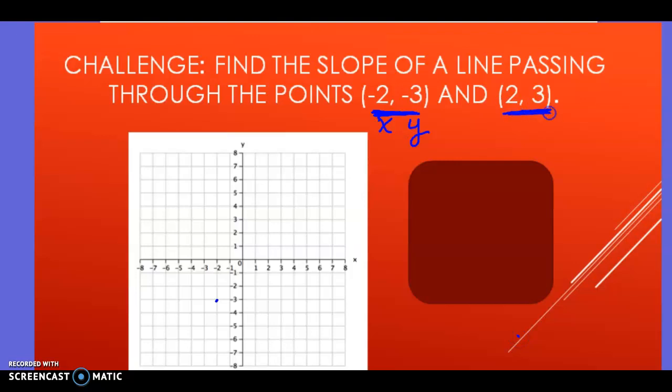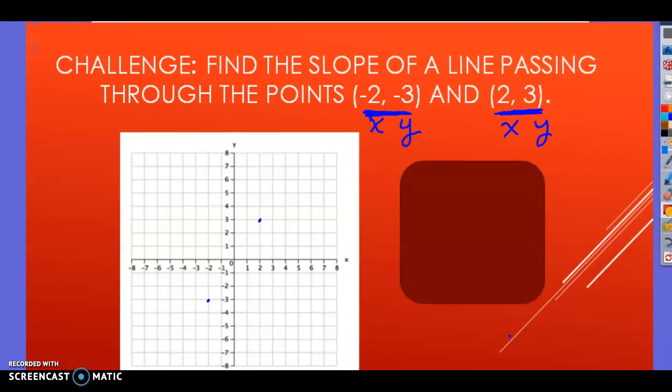Now let's plot this point 2, 3. So 2 is my x, 3 is my y. I'm going to start at the origin. I go 2 to the right, and then I go up 3. So now I actually have 2 points on my line. So the next thing we could do is draw a line connecting those 2 points.